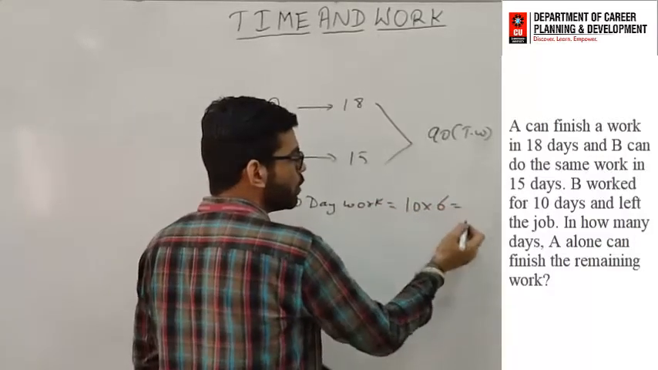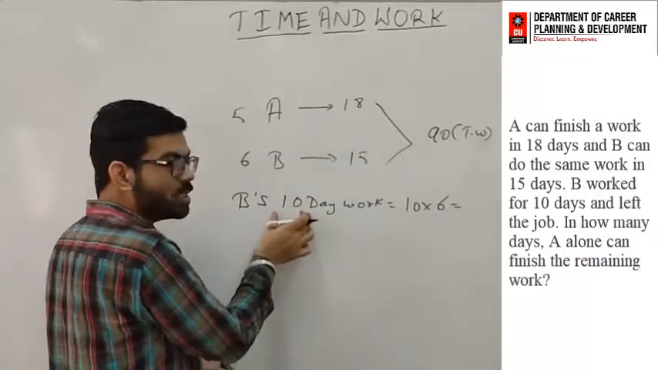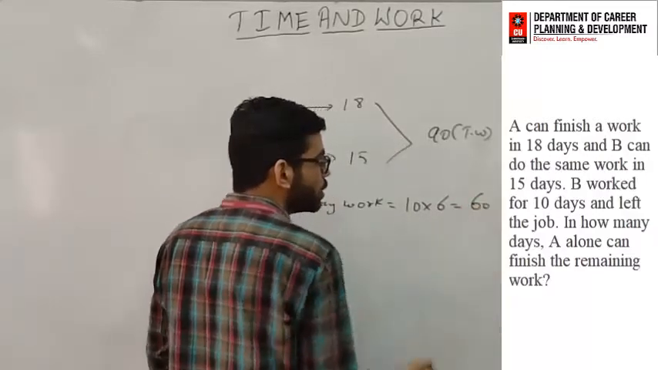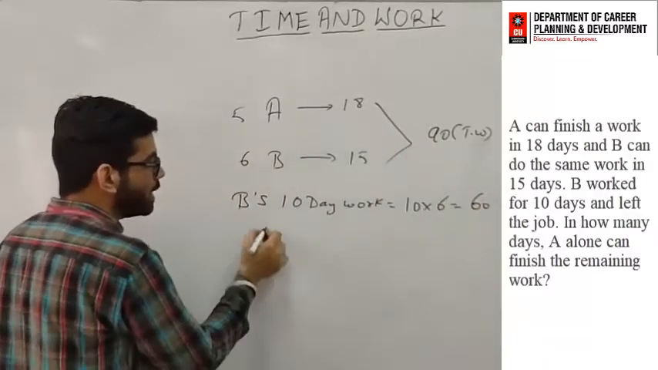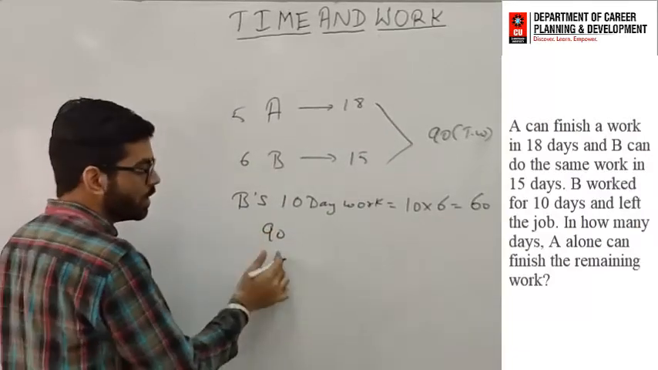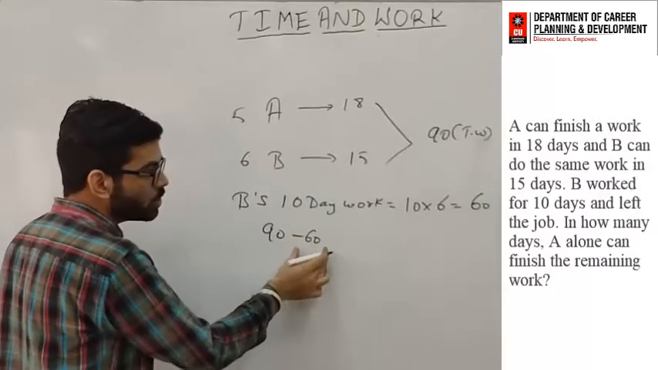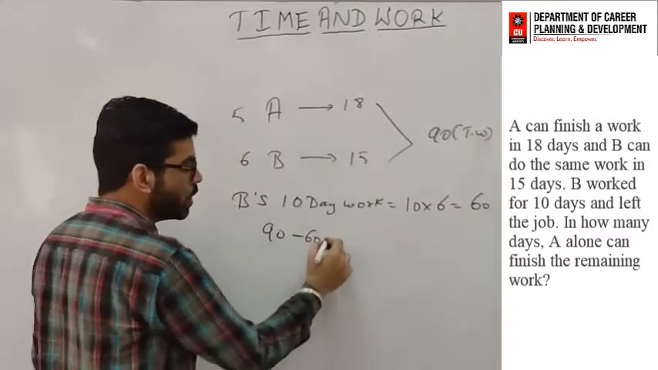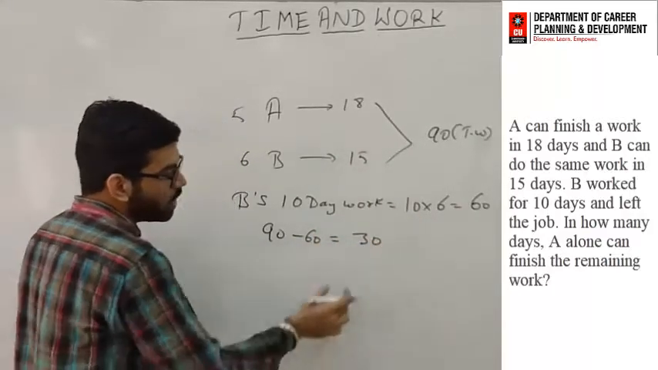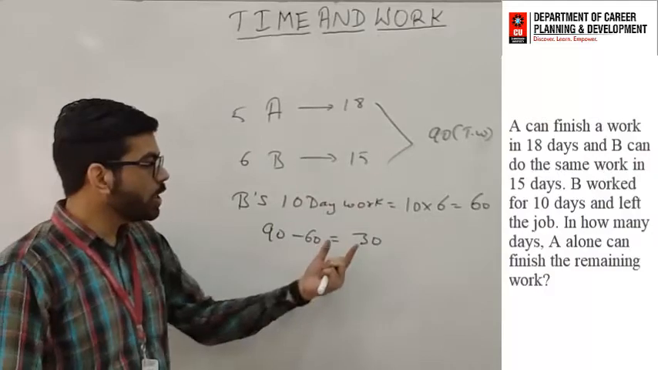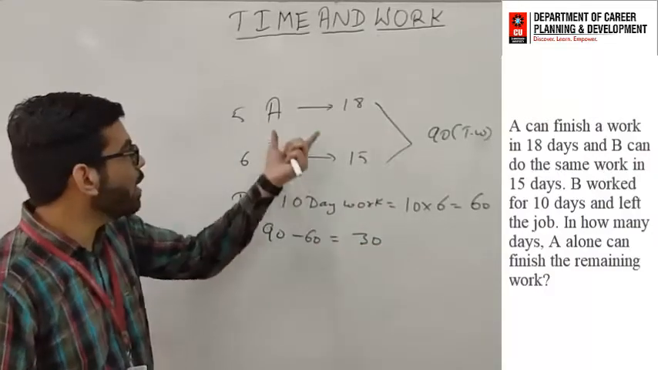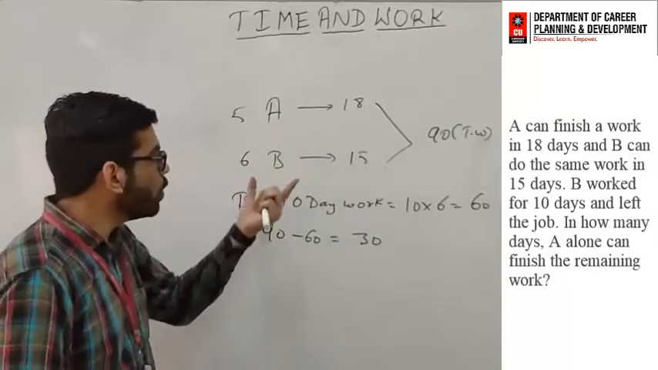That means the total unit of work done by B in these 10 days is 60, and the total work was 90. So how much work is left? 90 minus 60, which was done by B in these 10 days. So how much work is left? Work left is 30.